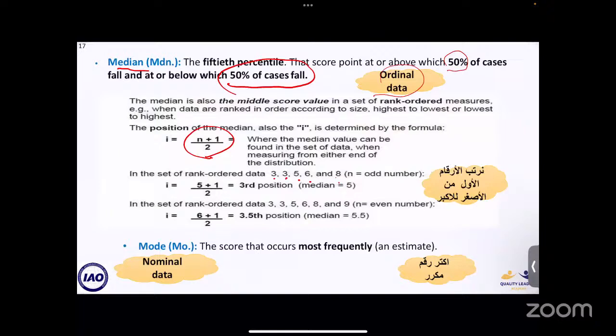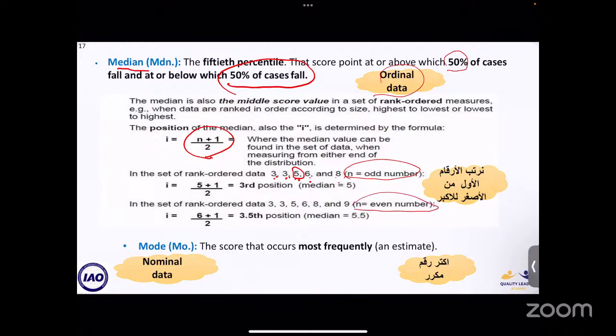So 3, 3, 5, 6, and 8. The median here is 5, in the third position in the set of rank-ordered values. Okay, another example. What about for an even number? A while ago was an odd number. What about if the number of values is even?